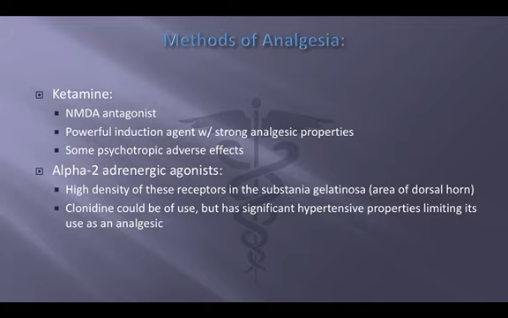Alpha-2 agonists. So there's a high density of these receptors in the substantia gelatinosa. That's the area of the dorsal horn where that nociceptive stimulus is being sent. Clonidine could be of some use. The doses are pretty high, and therefore it can have some pretty significant hypertensive properties, as alpha-2 is going to cause some vasoconstriction.